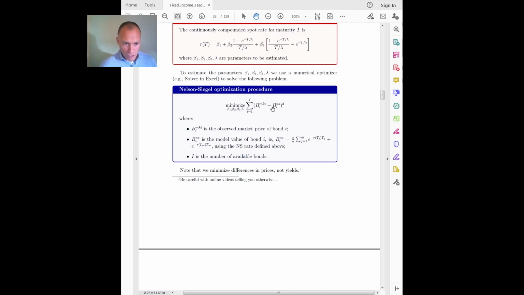So more precisely what we have here, B market i is the market price of bond i that I actually observe. B NS i is the Nelson-Siegel price of the bond. So it's the price that the model is generating for bond i. Okay? And I want the model price to be as close as possible to the true market price. So I'm going to compute the difference. And then since I don't want positive errors to cancel with negative errors, I'm going to square the difference. And then I'm going to sum those errors across all bonds. Okay? So I'm going to find the set of parameters such that the model prices are as close as possible to the true market prices, right?